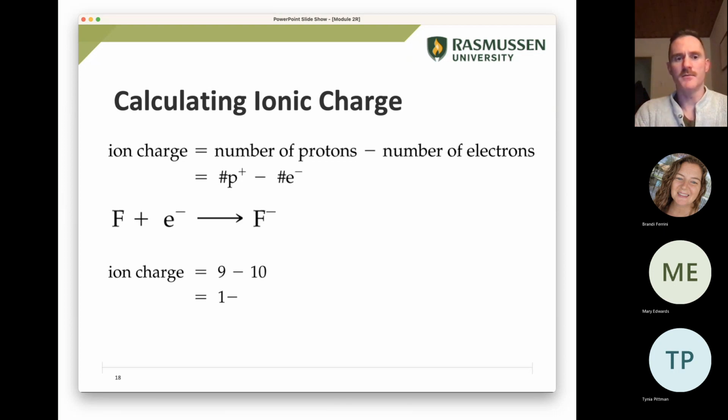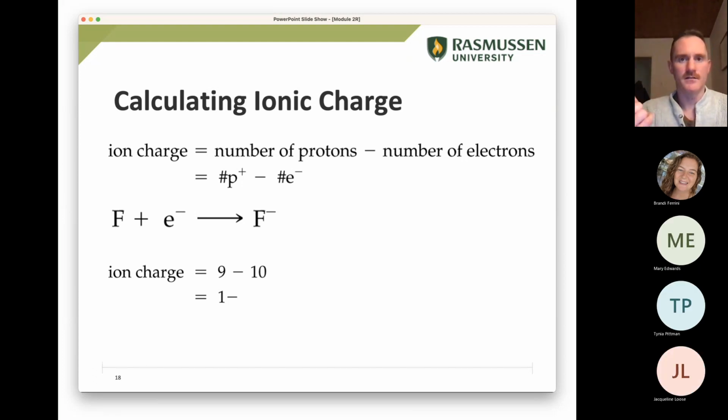Same thing if you're looking at an anion. So let's say fluorine has an extra electron. You have a stable fluorine, right? But you're adding an electron to it, so it'll have a -1 charge because fluorine has 9 protons. So if you're subtracting 10 electrons, then you'd have a -1 charge.